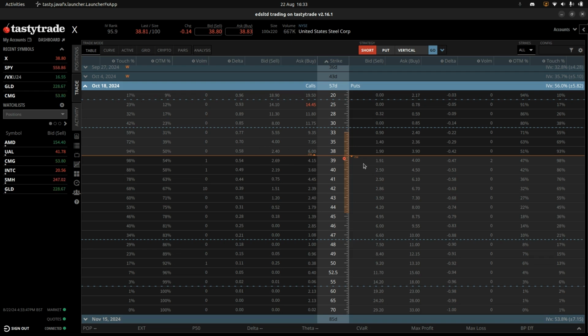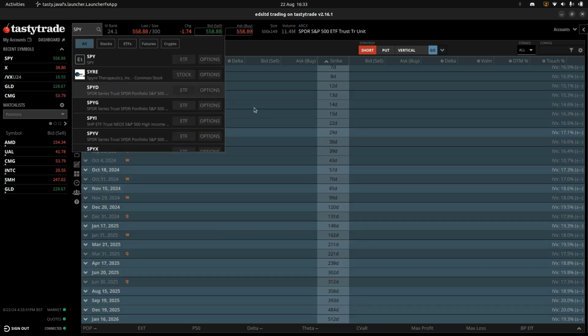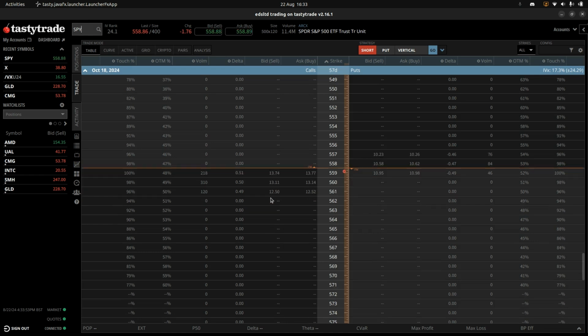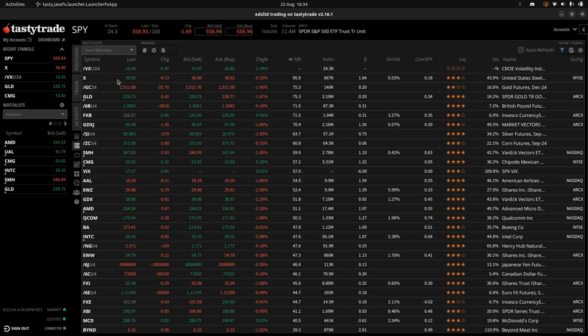We would not trade this because of the spread. So if we go to SPY, for example, and we look at the spread here, we got 13.75, 13.77. They're pennies wide. It's only a couple of cents wide. It's very tight, liquid markets. That's what we want to be looking for. So X did not pass that check.